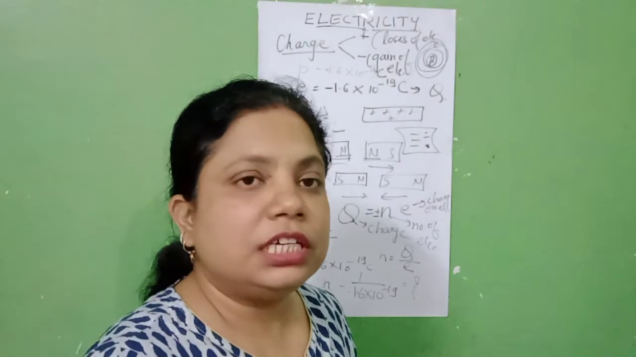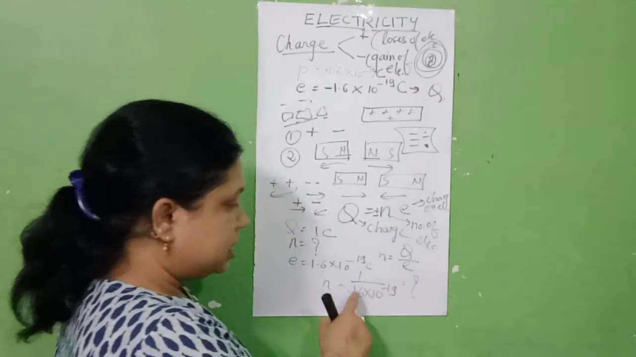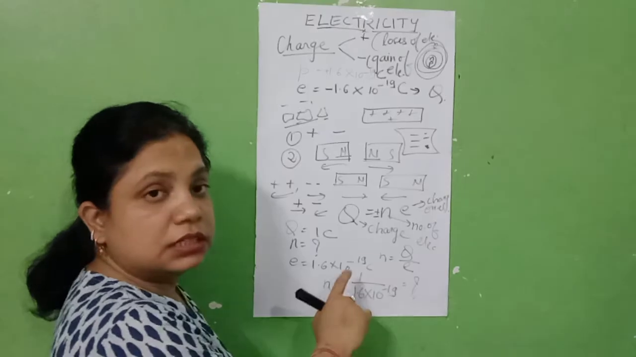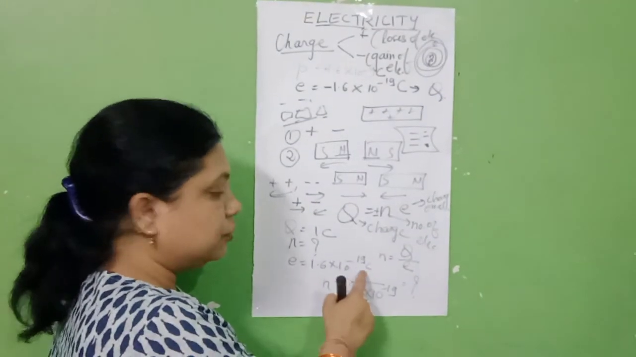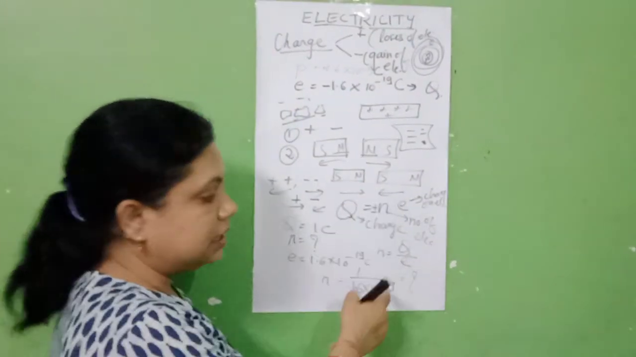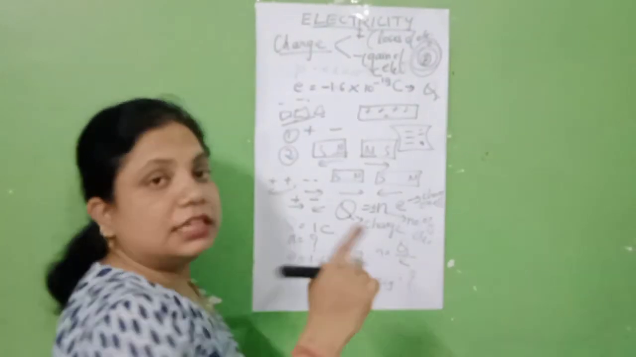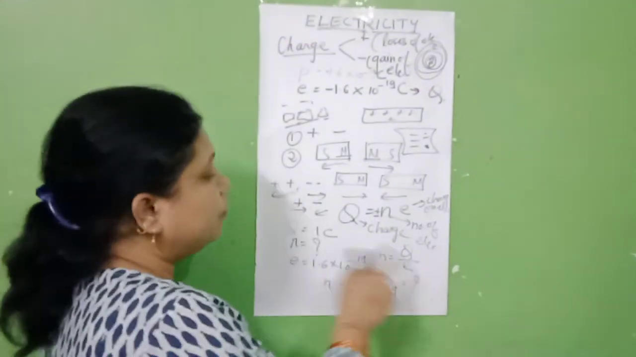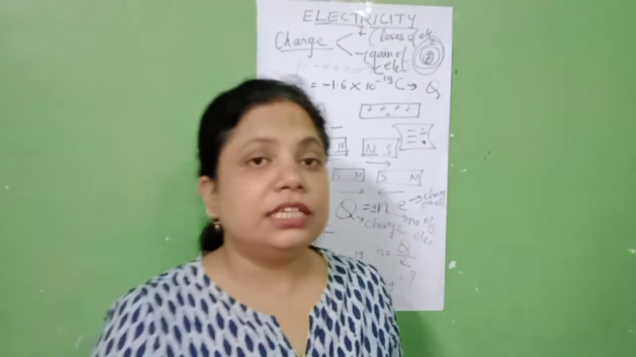I am giving one hint, students: remove the decimal from 1.6 and put the 0 here. Then 10 to the power minus 19 goes to the upside, and it will be 10 to the power 18. So you find the answer. Find it and give it to me.